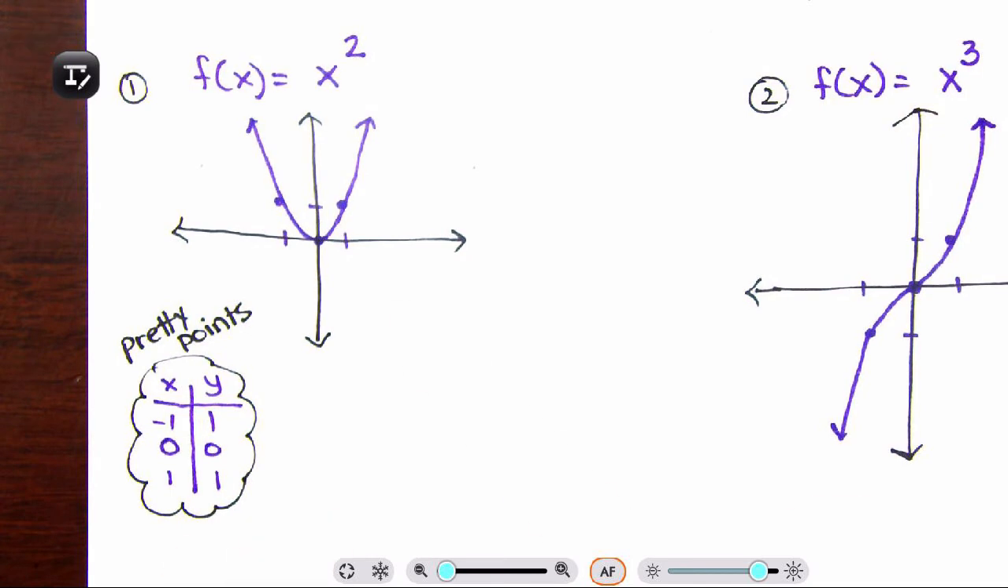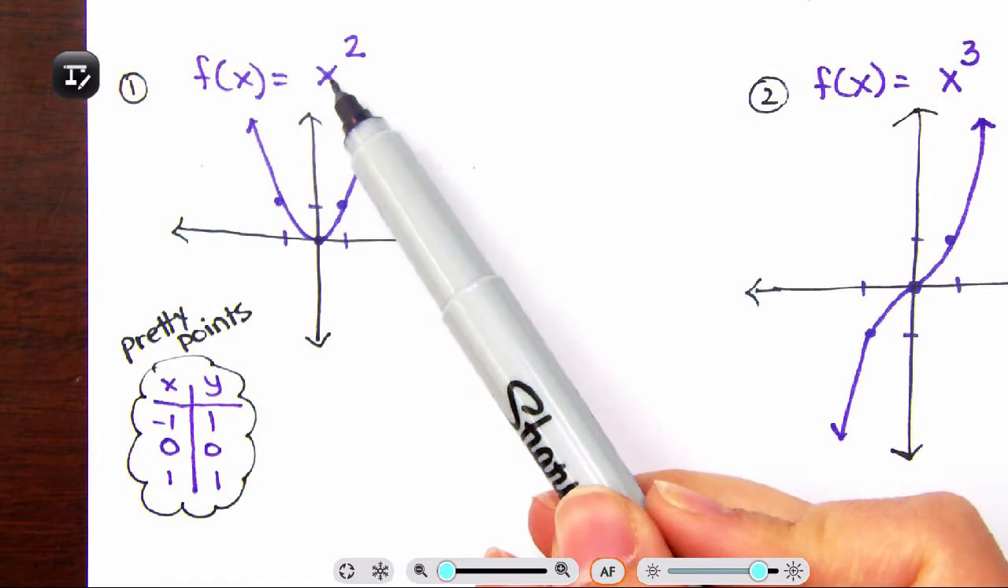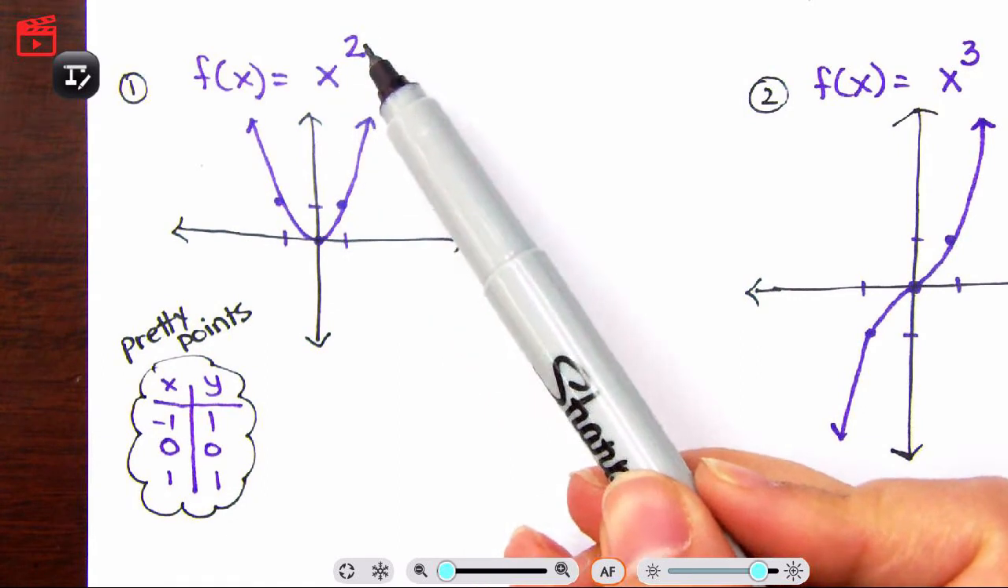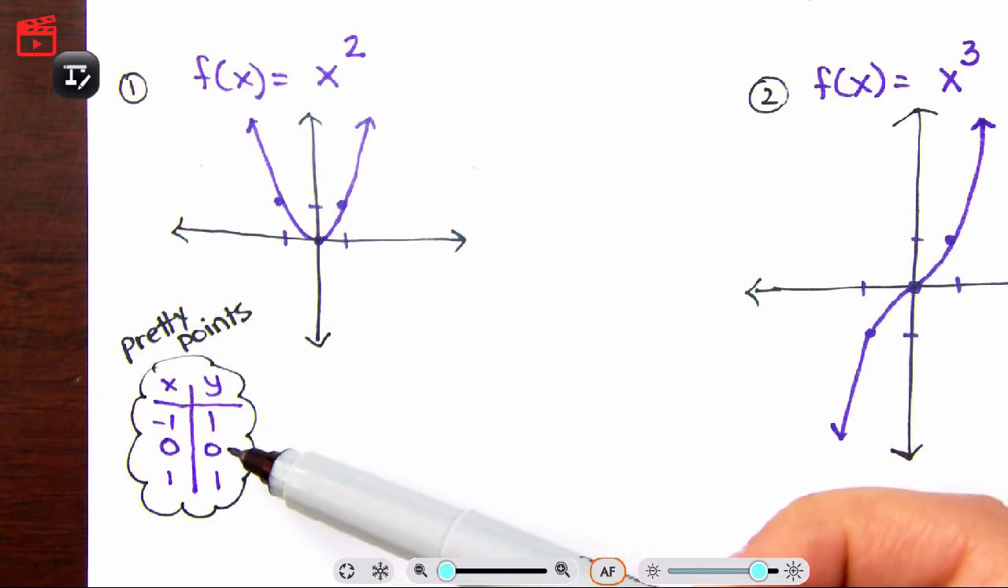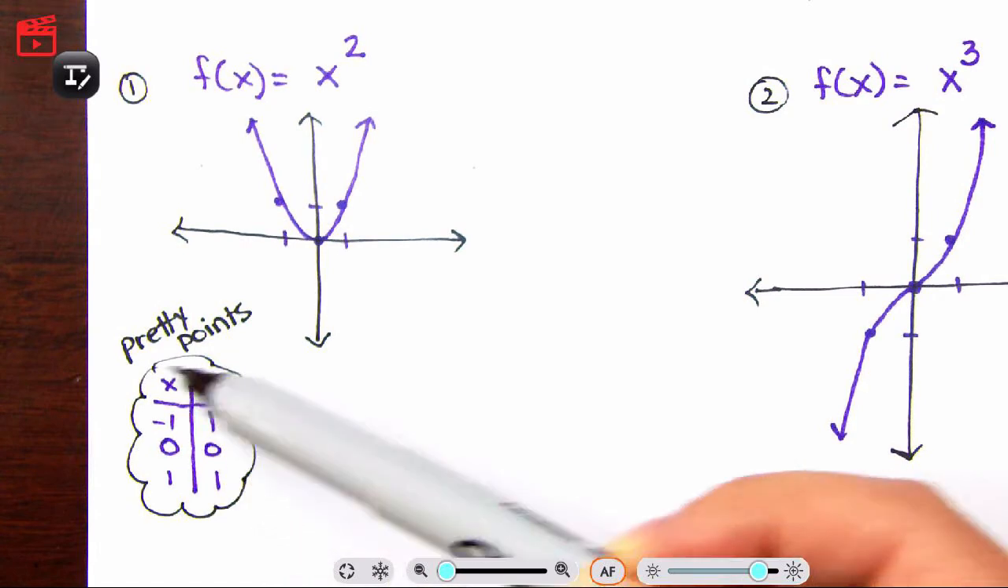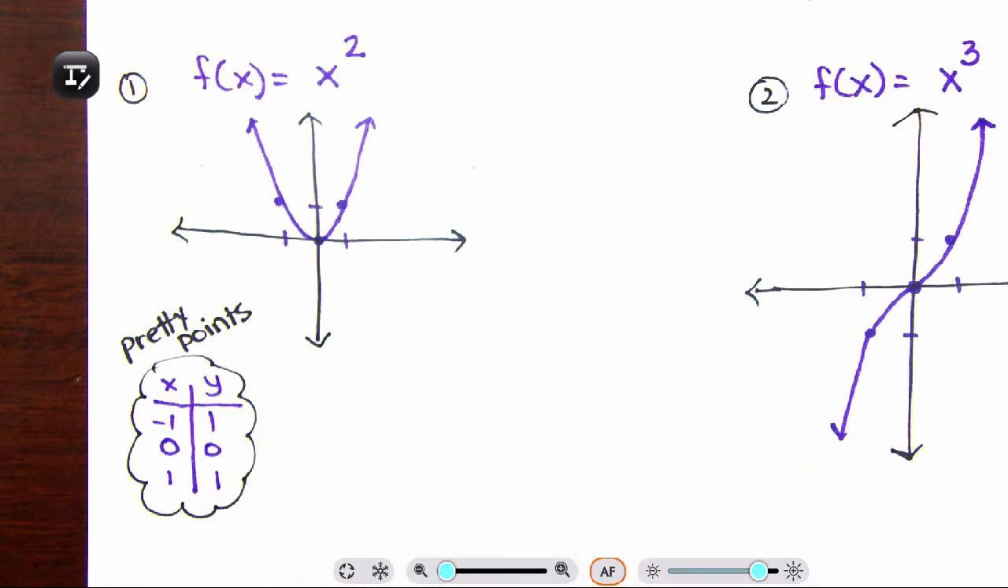For example, if I was to plug in -1 for x and square that, -1 squared is 1. So I have my input as -1, my output as 1. If I do the same to 0, I get 0. And if I do the same to 1, I get 1. So here are my 3 pretty points. I want my input and my output to be pretty. If I wanted to do a 0.375, I could. However, it's not pretty. 0.375 is definitely not a pretty value, and your output definitely wouldn't be a pretty value. So we want pretty points.